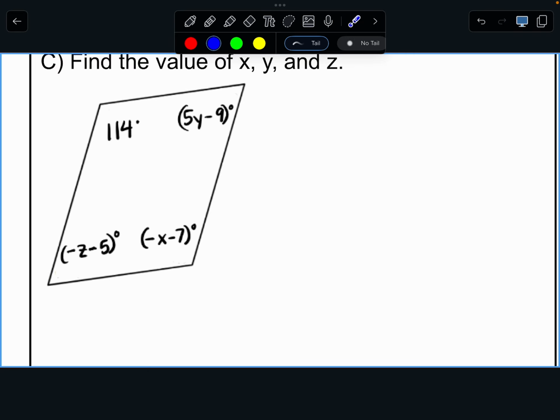This time I only give you one number, but remember we have a relationship with all of those angles. So it doesn't matter which one we start with, I'm going to get 3 different equations. So if I take 114, what relationship does that have with the x thing, with the expression that has an x in it? They are equal. So this equals negative x minus 7. That's it.